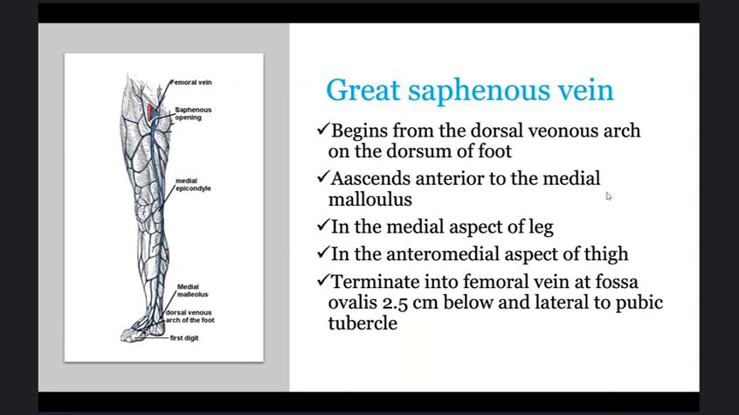And then it ascends anterior to the medial malleolus in the medial aspect of the leg, in the anteromedial aspect of the thigh, and it will terminate into the femoral vein in the groin at the fossa ovalis, about 2.5 cm, 1 inch, below and lateral to the pubic tubercle. This site of joining between the common femoral vein and great saphenous vein is very, very important in varicose veins.